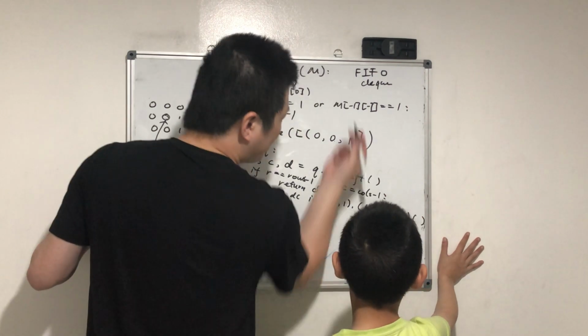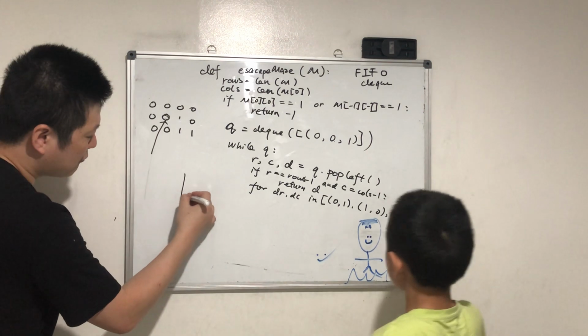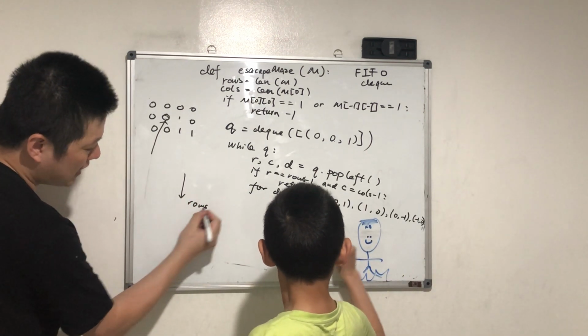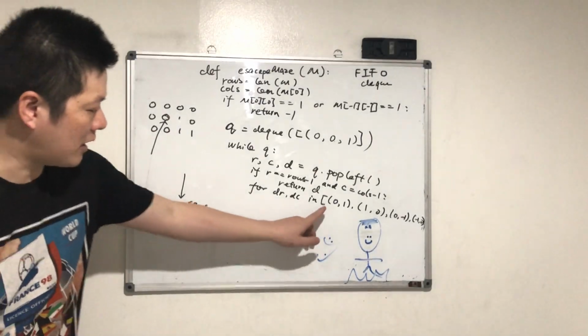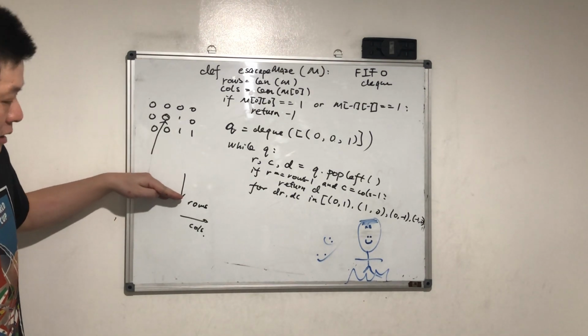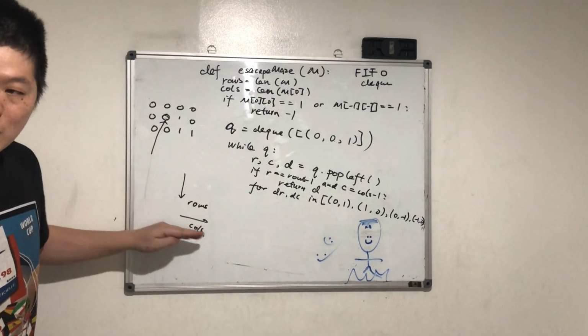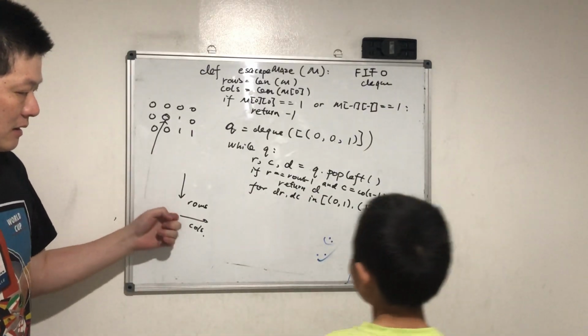Up is minus 1, 0, right? Because look, this is rows and this is columns, alright? 0, 1 means rows plus 0, columns plus 1. So it's on the right, right? Does it make sense?